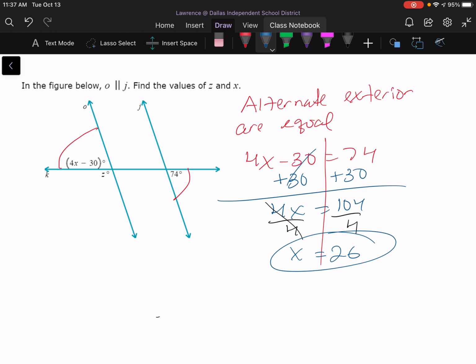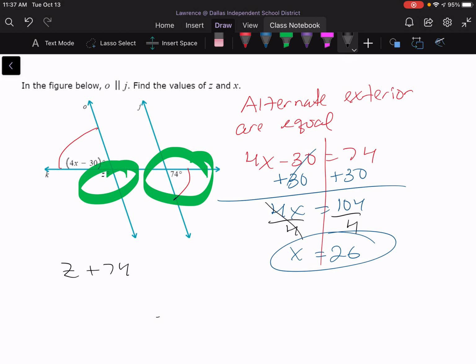Okay. Now, when dealing with z, I have a couple of options. I think the best option and quickest option is going to be that these two angles here are supplementary. So I'm going to go ahead and say that. I'm going to say, all right, supplementary. They add up to 180. So I'm going to say z plus 74 equals 180 degrees. And then I'm just going to quickly solve for z by doing my subtraction. And that's going to leave me, let's see, 106. So z is 106.